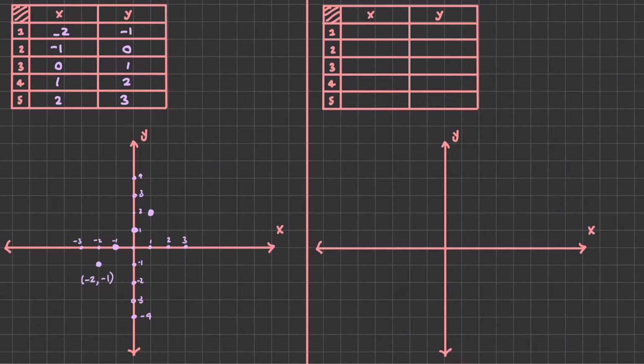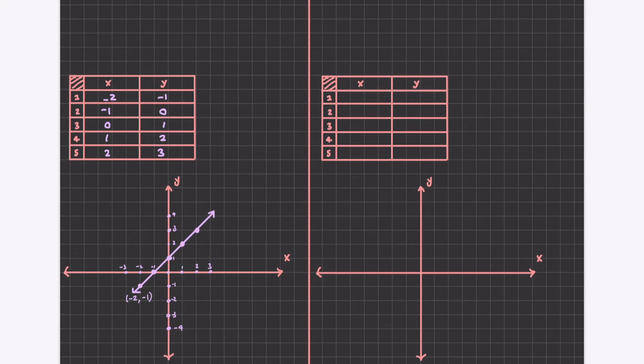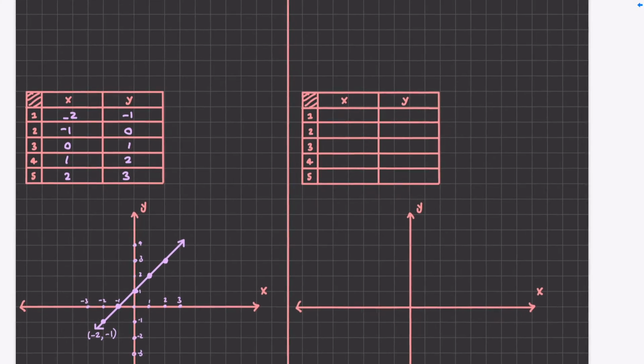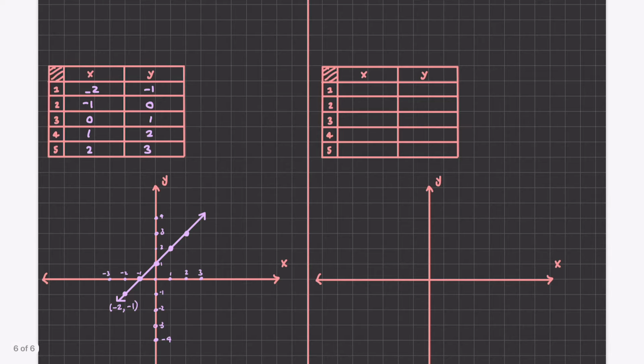You can start to see a pattern emerging, a straight line pattern, and this is good because we know we have a linear relationship. If we didn't have a straight line, we'd need to be worried. And then our final point here, x is equal to 2, y is equal to 3. There we go. So we can draw a straight line through all of that, and this is what our equation looks like on an actual graph.